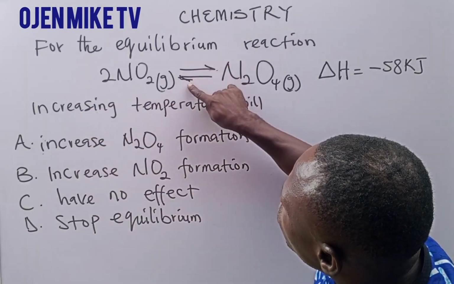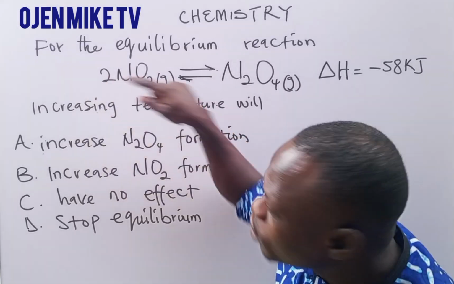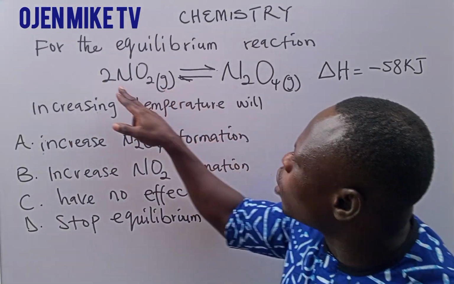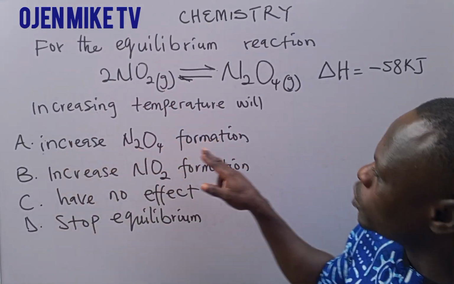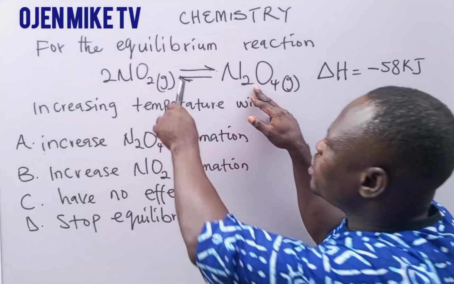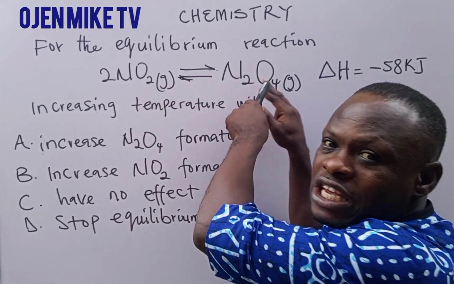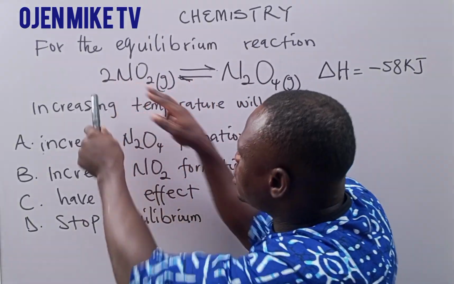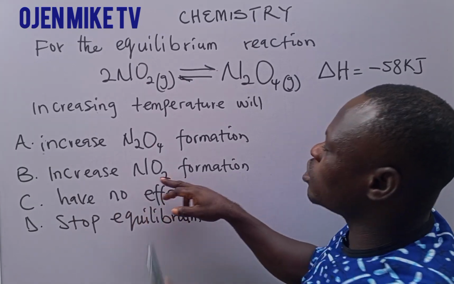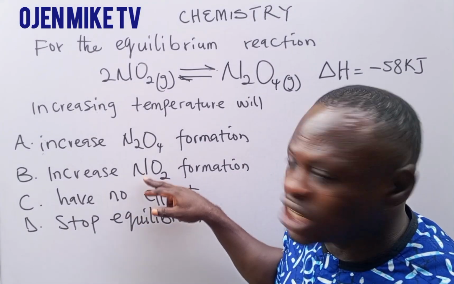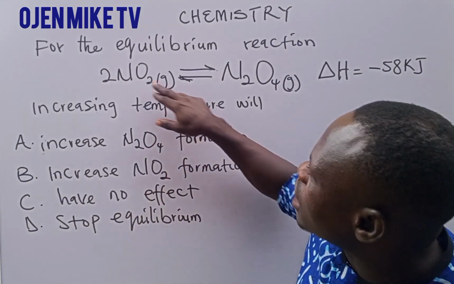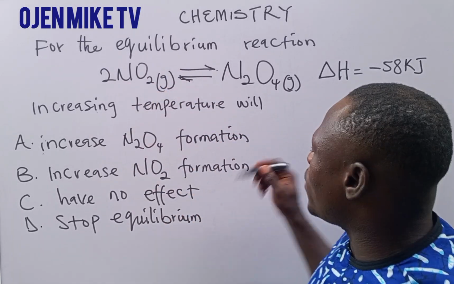Look at the backward reaction. Look at it. This arrow is pointing this side. It means that, look at the increase in formation. No, this one. If that is pointing like this, it would have been an increase in this. But since it is pointing like this, it means that it is an increase in nitrogen tetroxide. You get that? Look at nitrogen dioxide. So this one will be favored. Our answer is what?